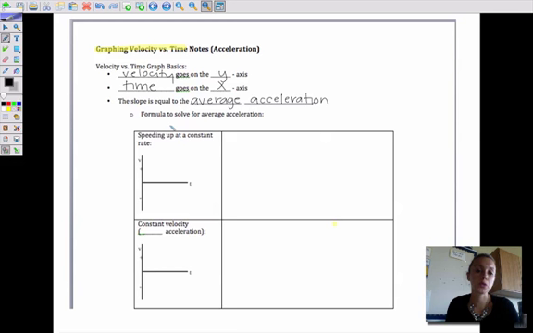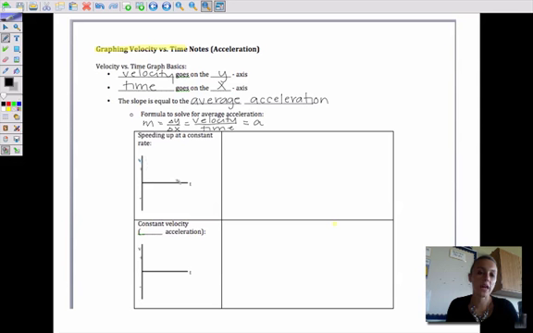In order to prove that the slope is going to be equal to the average acceleration, let's remember our slope formula. If our slope is equal to the change in the y-axis over the change in the x, rise over run, then our y-axis is velocity over our x-axis, which was time, and velocity over time is equal to acceleration.